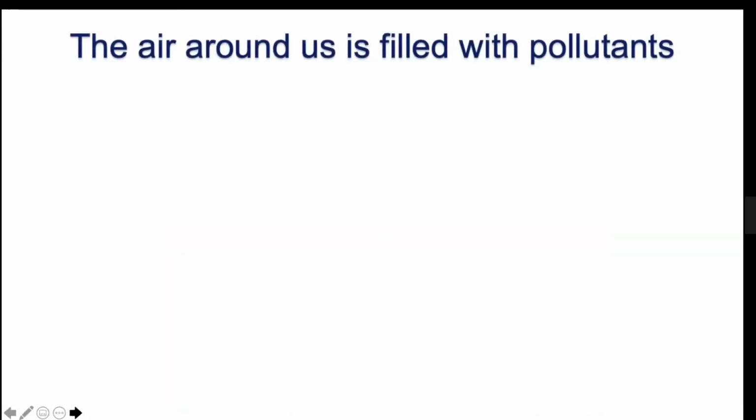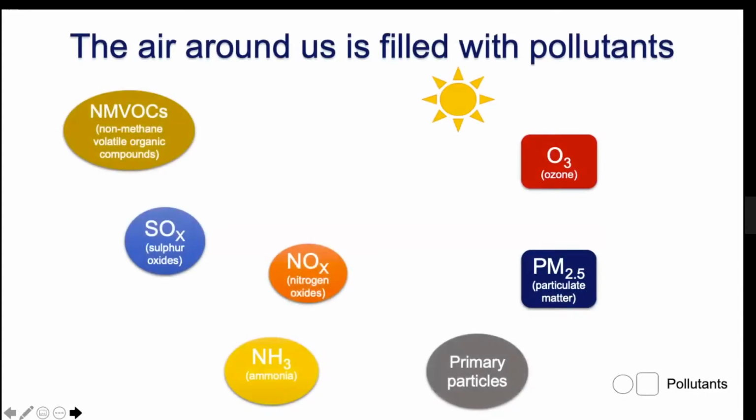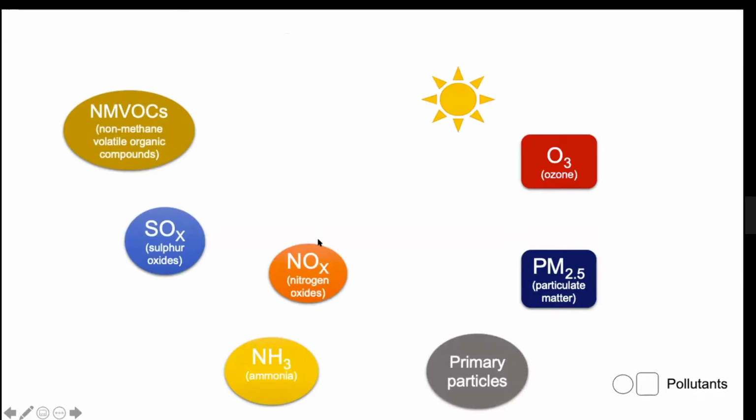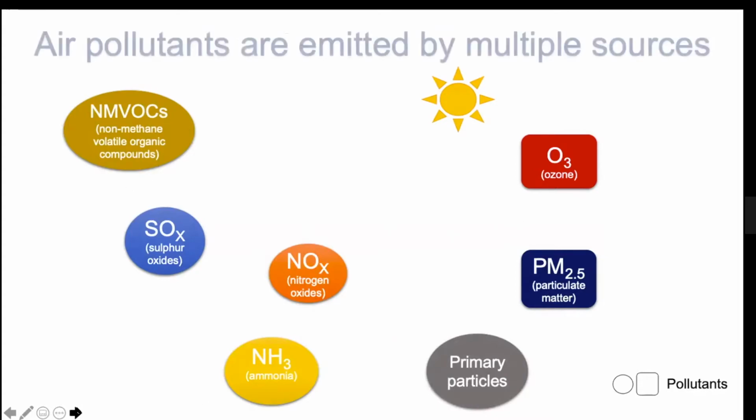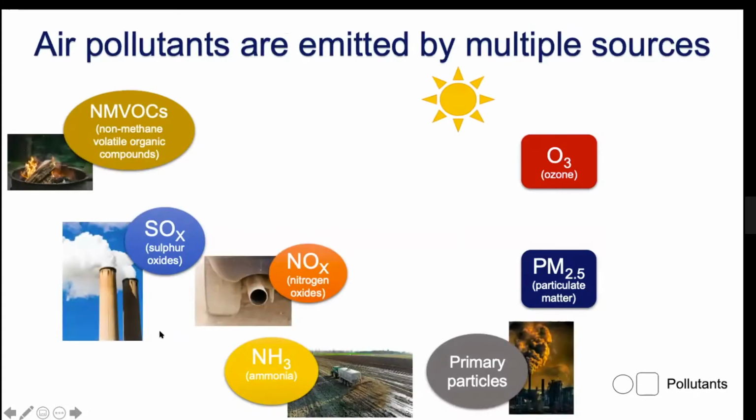Now, I'll take you through a crash course of chemistry just to get everybody some understanding. So the air we breathe is a cocktail of pollutants. You can have oxides of nitrogen, oxides of sulfur, ammonia, non-methane volatile organic compounds, or NMVOCs, ozone, particulate matter. Now, all of these air pollutants are emitted by multiple sources, can be industrial, agricultural, can be from the domestic combustion, or from the vehicles you generally drive.